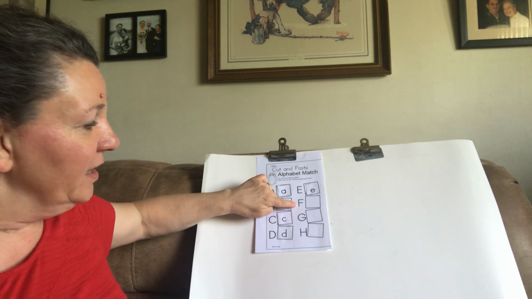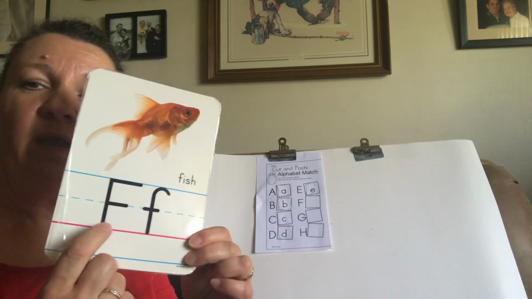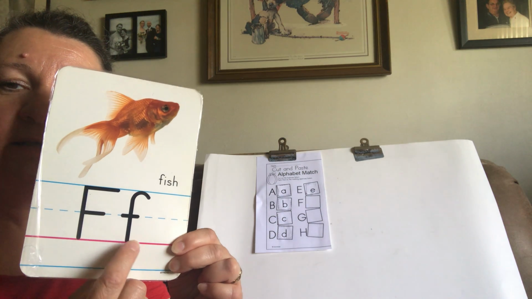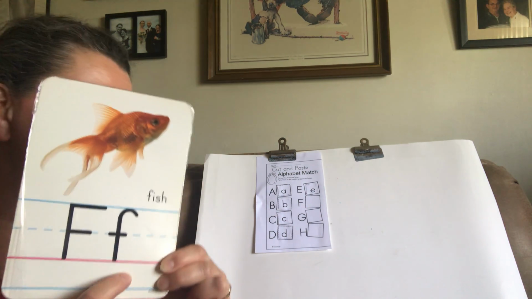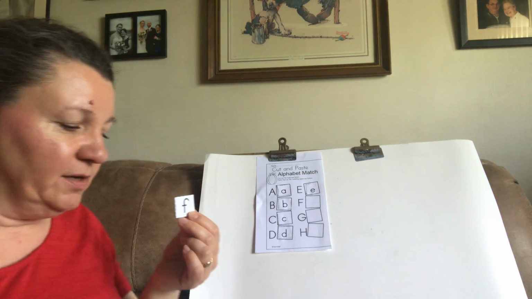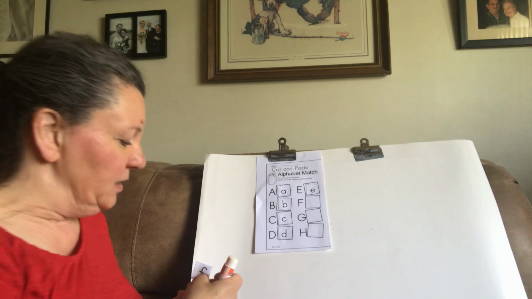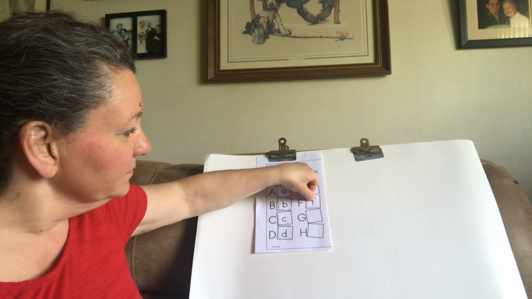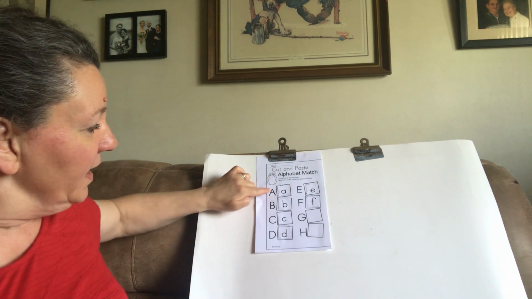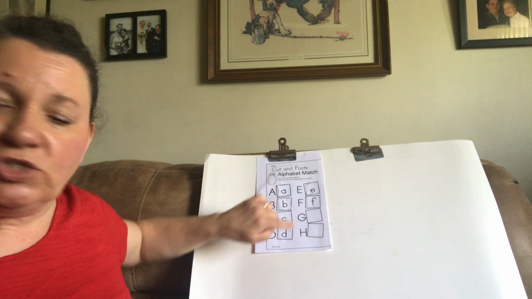What's our next letter? F. Okay, so here's our letter F. We have our capital F and our lowercase f. See if you can find the lowercase f on your papers. Did you find it? Good. Okay, so we're going to put our lowercase f right up in here. Okay, so we have A, B, C, D, E, F. What's our next letter? G.